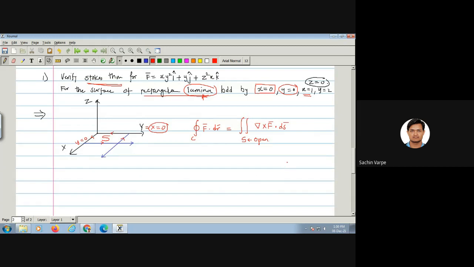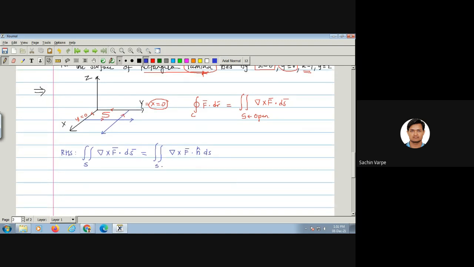So let us start with the right hand side first of all. We calculate the right hand side, RHS. So what is RHS here? Double integration of curl of f bar dot ds bar. What is ds bar? It is double integration of del cross f bar dot n cap ds. So this n cap is for this particular surface. Now tell me, what is this n cap here?